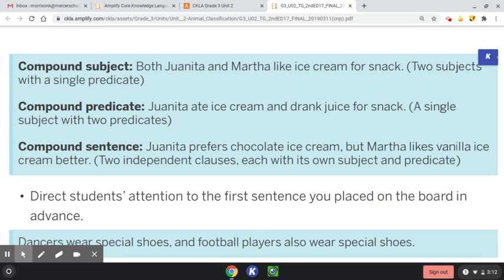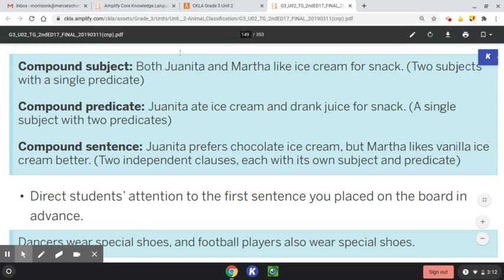Okay, so we're going to talk a lot more about subject and predicate too. And remember, the subject is who or what the sentence is about. And the predicate tells about the subject or what the subject is doing. So it's usually a verb. That's how it usually talks about what it's doing. So we would be looking for a lot of the verb words, like we talked about yesterday with our verbs.